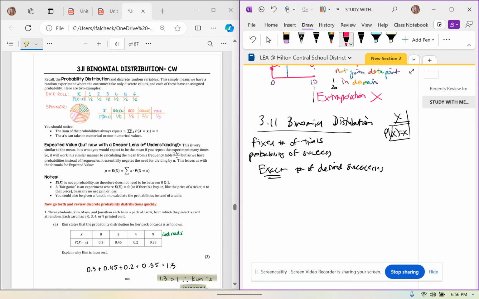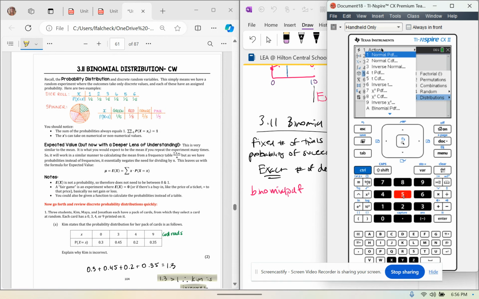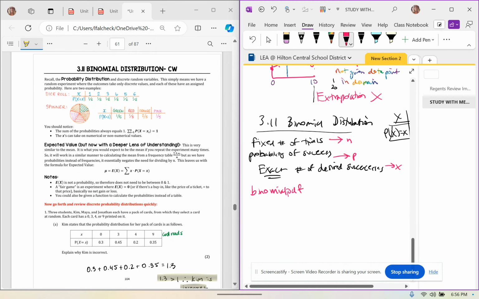In your calculator, this translates to the n, the p, and the x. Do you know how to get to the binomial PDF function? You would pull up your calculator and go menu 5, 5, A. Then you see n, p, x are the inputs. Do you know what those mean? This is when you have an exact number of desired successes, so your keyword would be exactly 5, exactly 3.